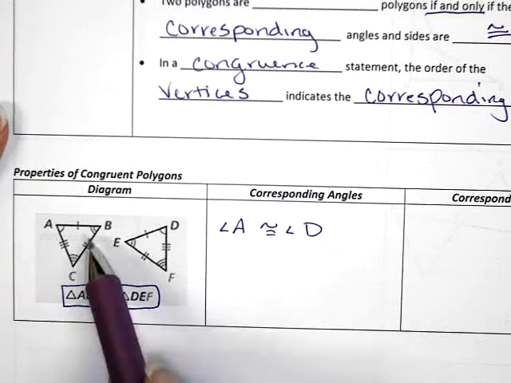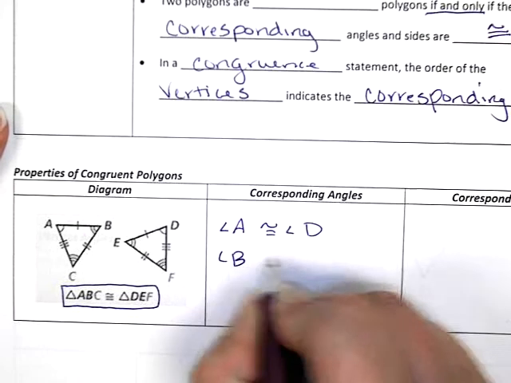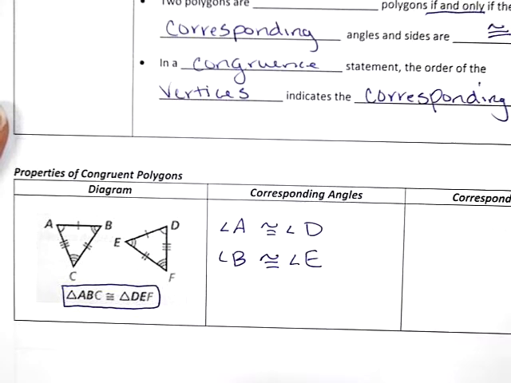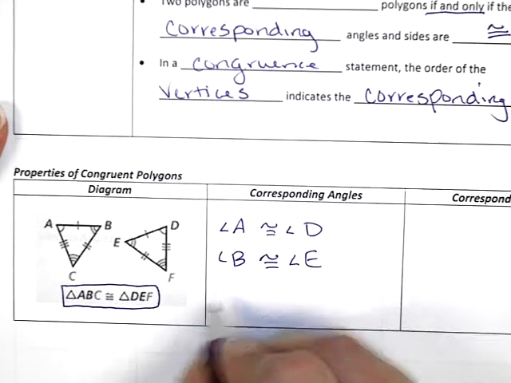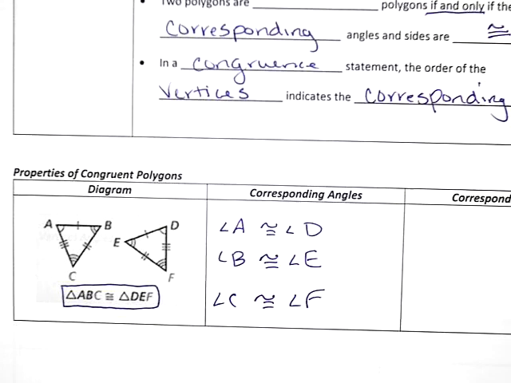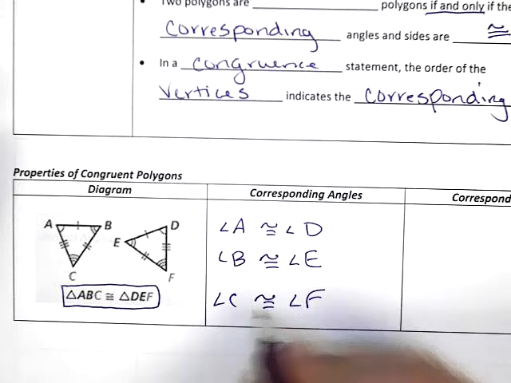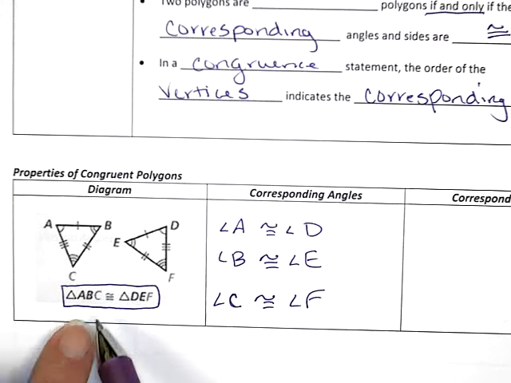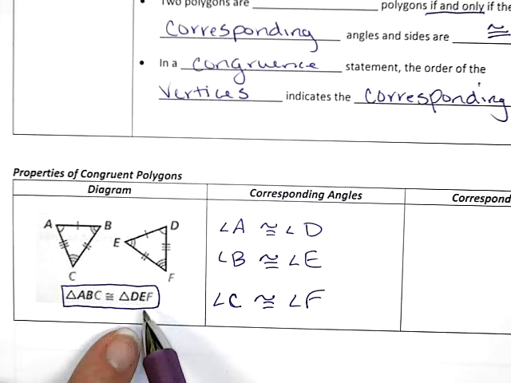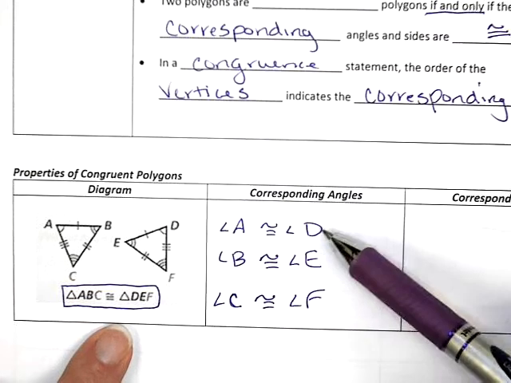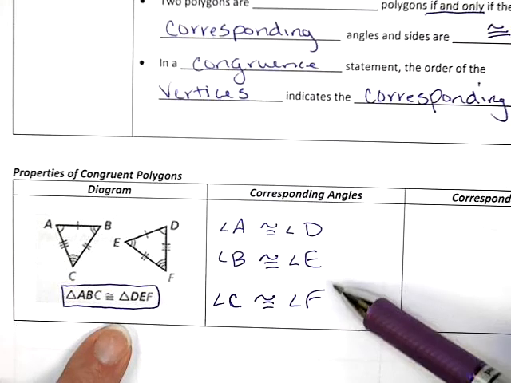Then look at angle B. Angle B's got two marks. And angle E's got two marks. So those are congruent to each other. And then lastly, angle C is congruent to angle F. That should be something you've already done before, right? We have definitely pulled congruent parts before. Look at the order of your congruence statement. Triangle ABC is congruent to triangle DEF. A, B, C, D, E, F. They go right in order, guys.